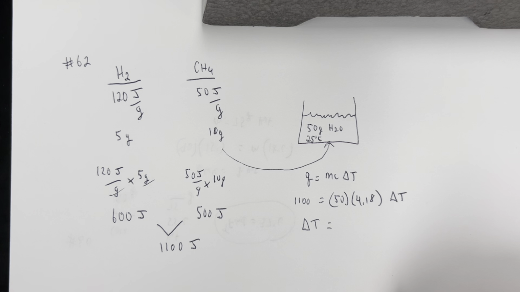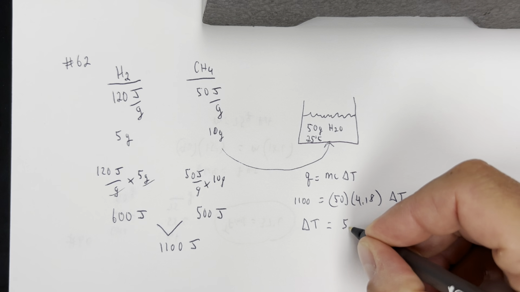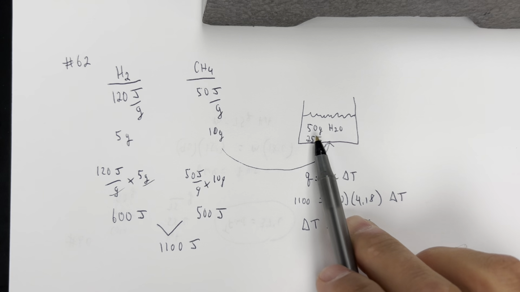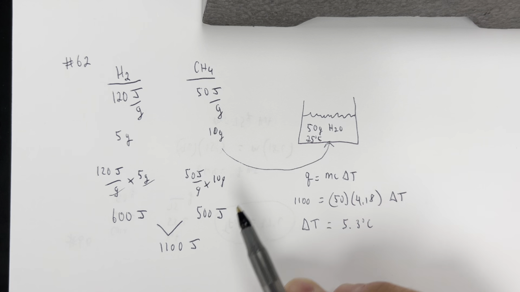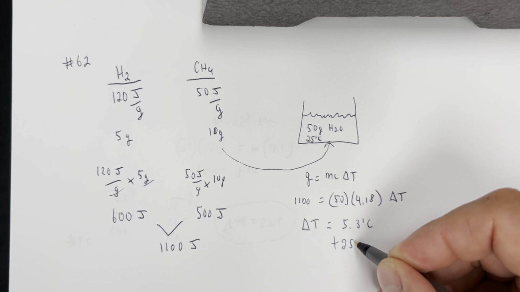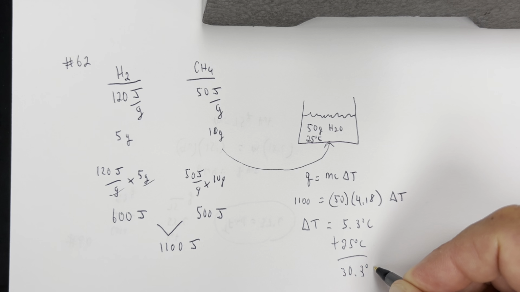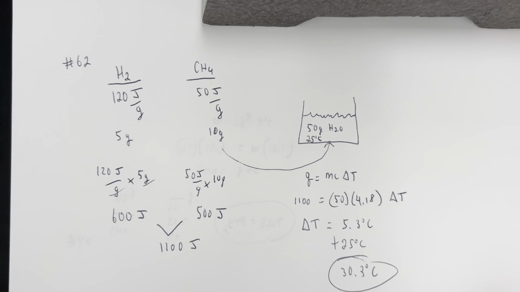It is a change of about 5.3 degrees Celsius. Well, this heat is going into the water, so the water was at 25 degrees Celsius originally. It's going to go up. So plus 25 degrees Celsius. Final temperature of the water would be about 30.3 degrees Celsius.